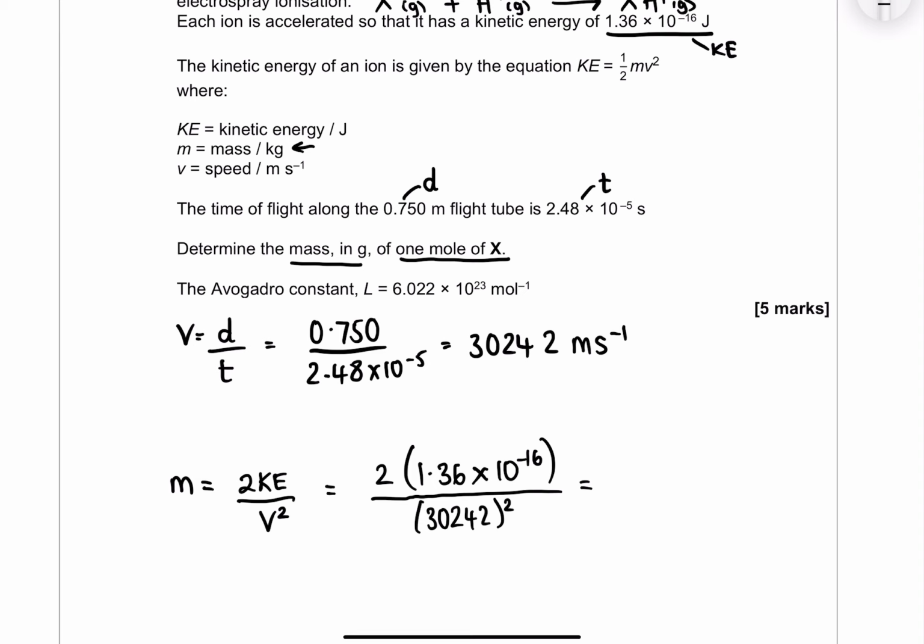So if that's still on your calculator screen now, if you were to press the fraction button and do 2 brackets 1.36 times 10 to the minus 16 and close your brackets, go down to the bottom line and press answer and then press squared, everything will go in your calculator without you having to retype. That is giving me 2.974 times 10 to the minus 25 kilograms for 1 ion.